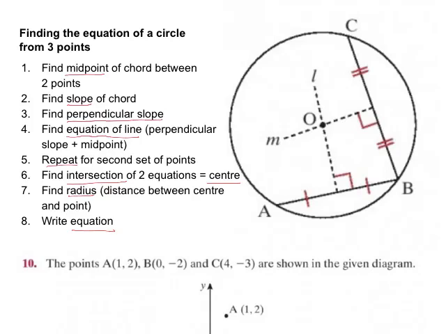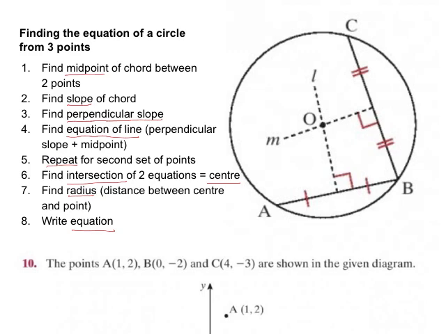So this video is on finding the equation of a circle when we are given 3 points. The property that we are going to use for this calculation is the fact that the perpendicular bisector of a chord goes through the center. So what does it mean now?